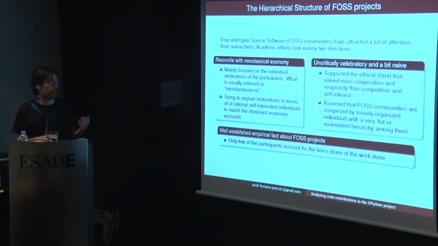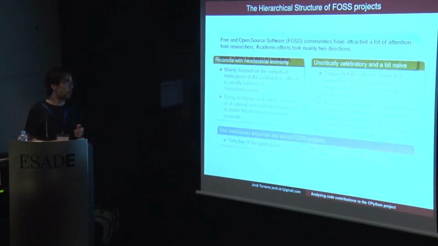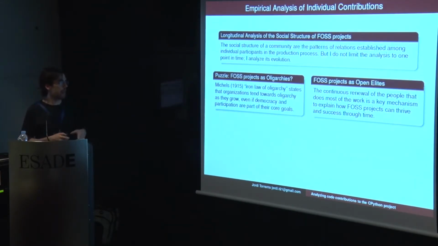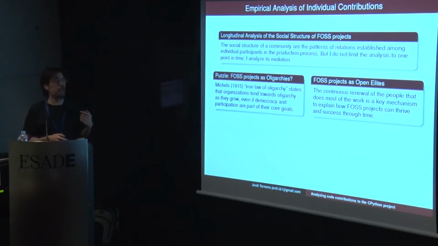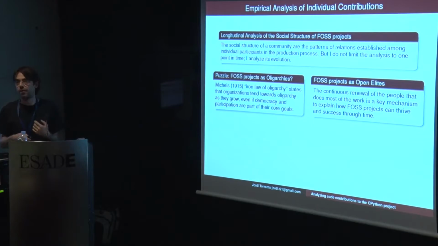It's not very present in sociology, but especially from computer science. If you pick any free software project, you will see the contributions come from very few people. And this has led some authors to theorize that maybe something like the iron law of oligarchy is working in free software projects, that organizations tend towards an oligarchy as they grow, even if democracy and participation are at the core of their goals.